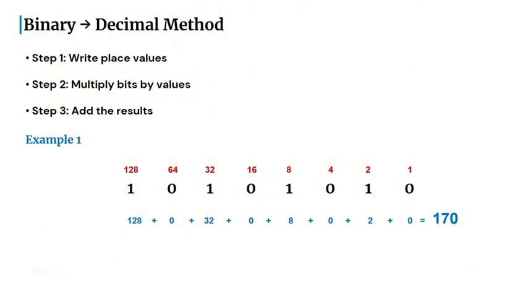Converting from binary to decimal is a simple 3-step process. Step 1, write out your place values.